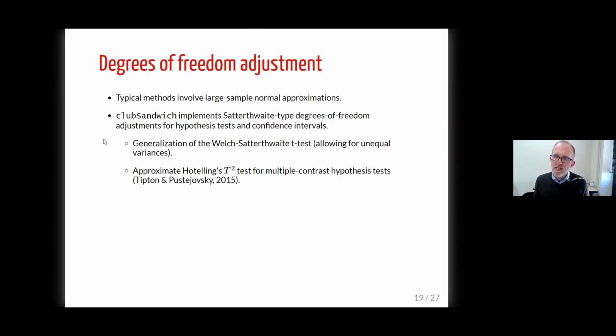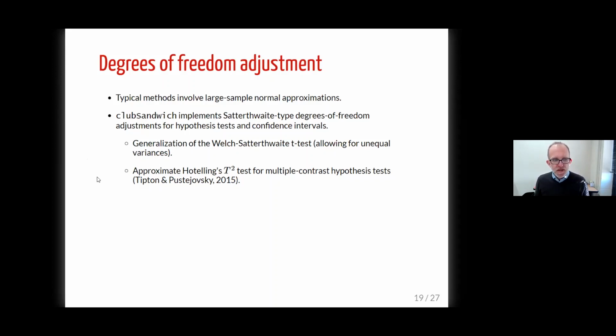And there's further generalizations of that technique for conducting multiple contrast hypothesis tests, like the sort of F test that you would do in model comparison or analysis of variance. There's generalizations that we've called the approximate Hotelling's t-squared test that work similar to Satterthwaite approximations.